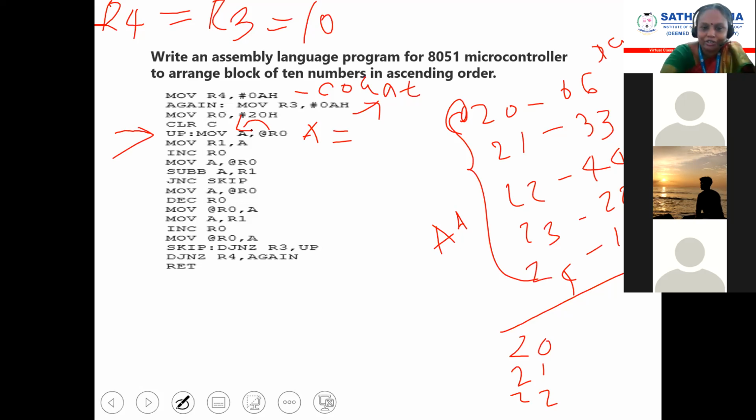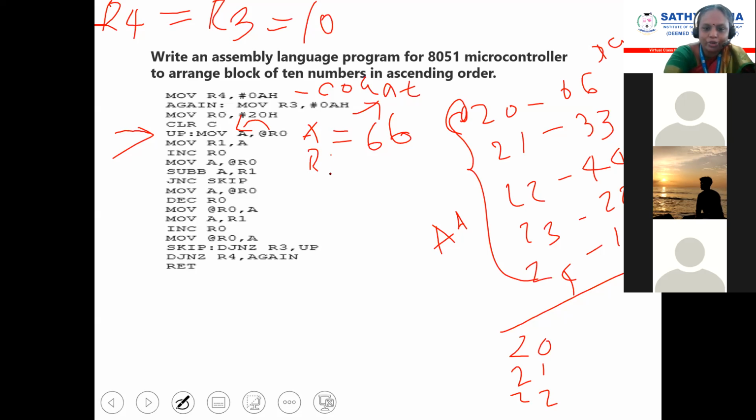66. You all understand 20, 21, 22, 23, 24. They are in internal memory. That's why, see, most of the programs we will use internal memory. Why? Because for external memory we have to interface. So most of the programs will use only internal memory. So @R0 is the indirect addressing mode. So what is my accumulator value? 66. Okay. MOV A comma R1.